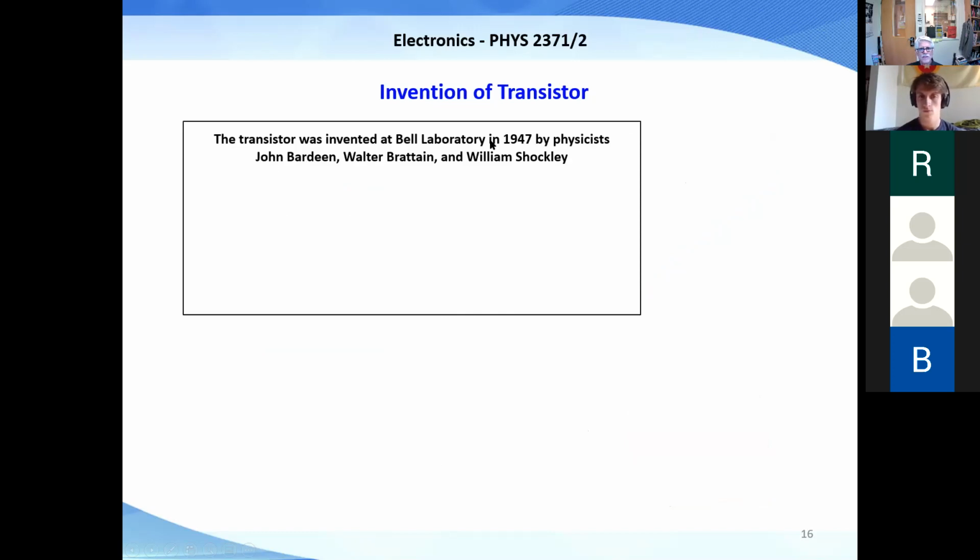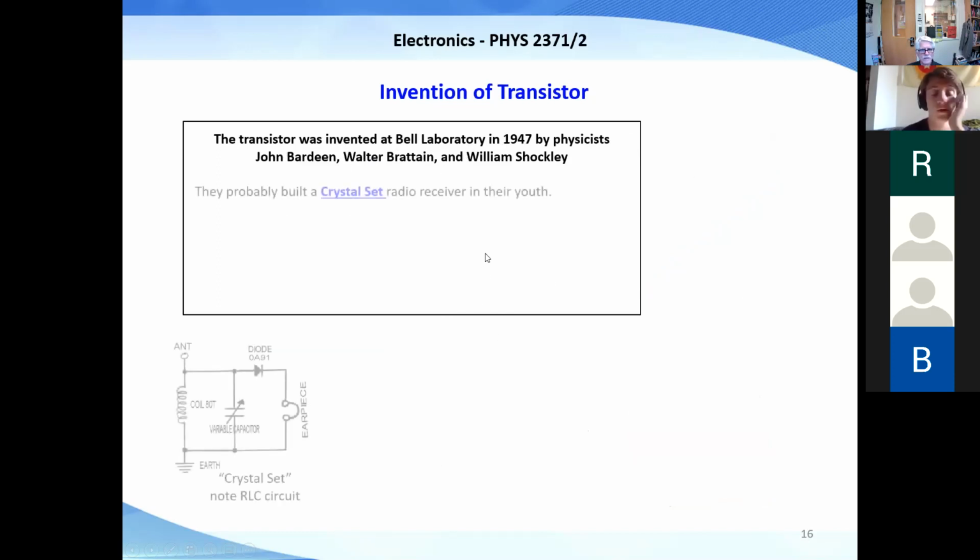Okay, the transistor was invented at Bell Labs in 1947 by three physicists. They probably built crystal set radios in their youth. Well, their youth was probably what, 1915 or so.